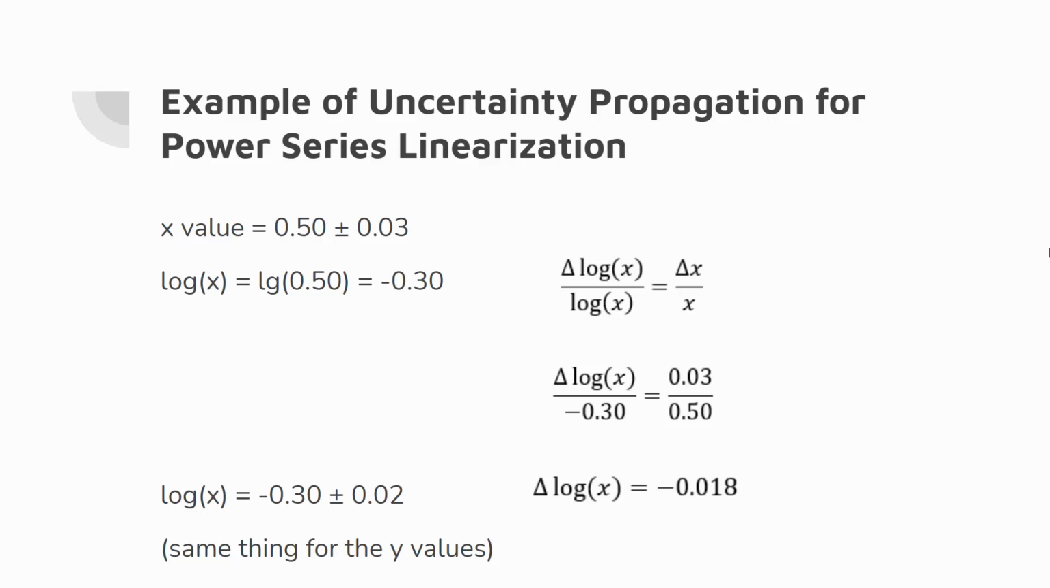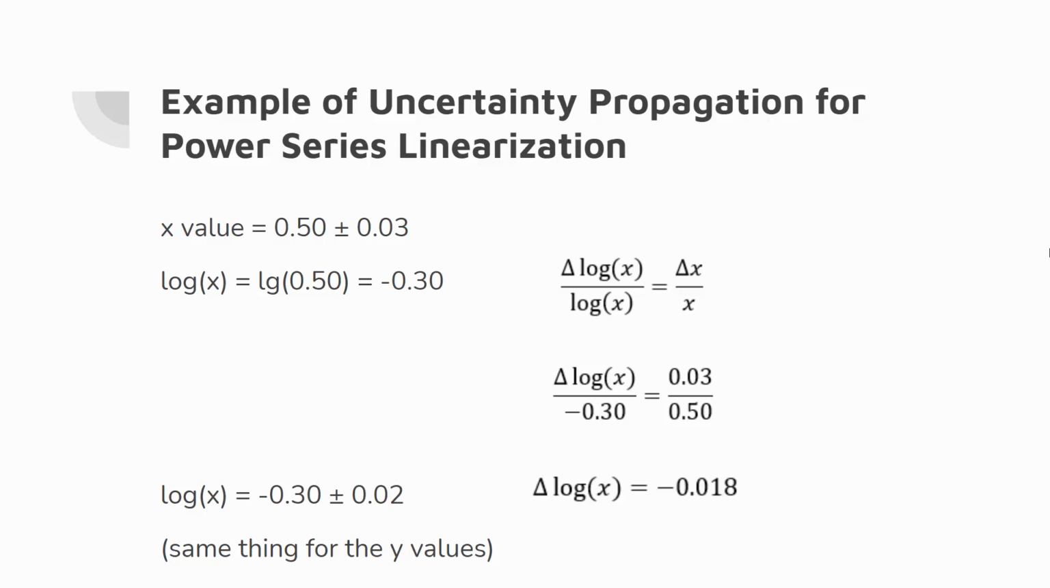Well, we're going to say that the percent uncertainty of the 0.5 and the percent uncertainty of the negative 0.3 should be the same. And that's what we've set up here, right? So the uncertainty in the log of x over the log of x equals the uncertainty of x over x. We know 3 of those 4 values. We know x is 0.5. We know the uncertainty of that is 0.03. We know the log of x is negative 0.3.